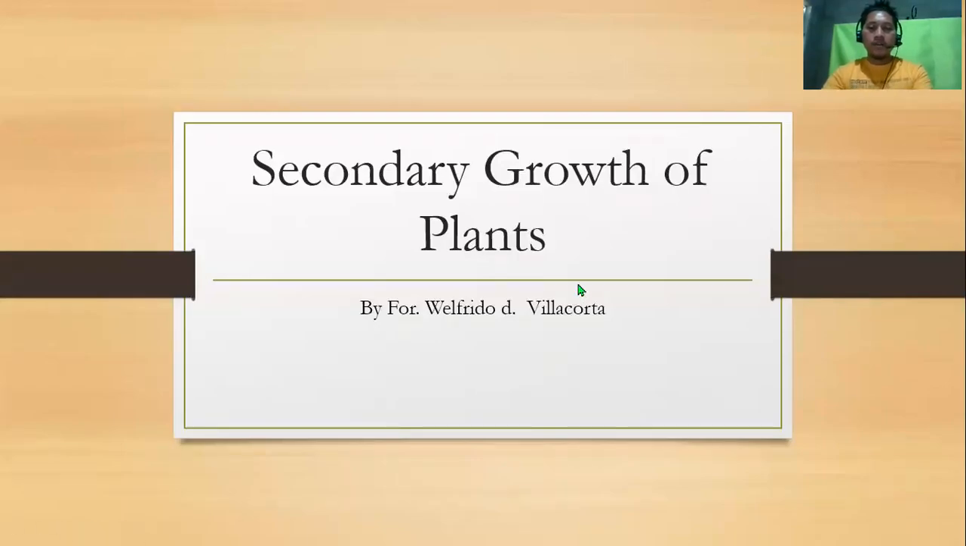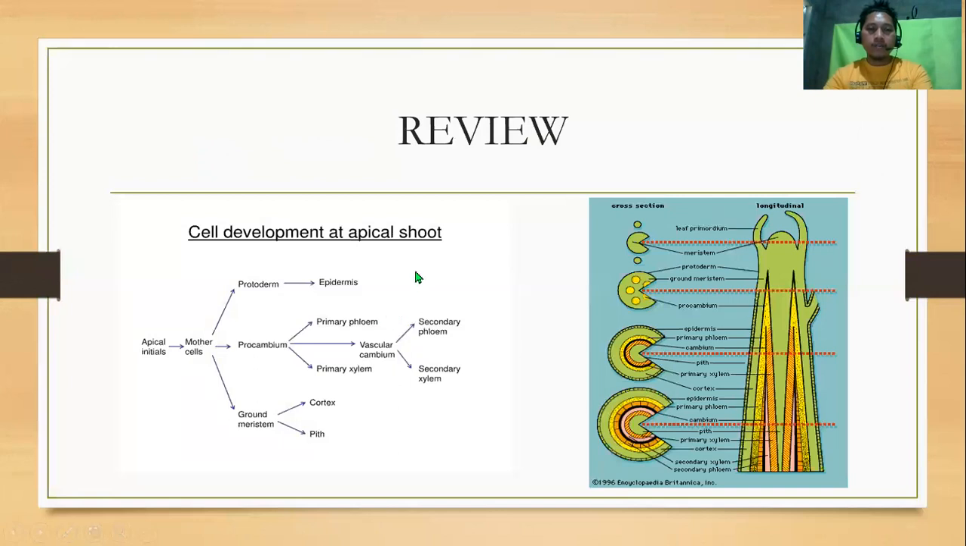In this video, I will discuss the secondary growth of plants. This secondary growth mostly occurs in the dicots, because monocots do not have secondary growth. So let us review our previous video about primary growth.